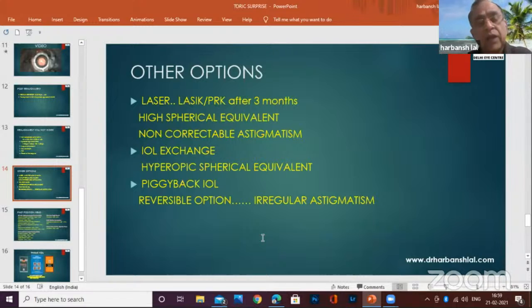And piggyback IOL can be used as a reversible option if there is irregular astigmatism, the patient is not interested in any contact lenses and spectacles, and you want to see whether the toric ICL or toric IOL works over there. If the patient is not happy, you can remove it. Otherwise, if you have an option of a laser, I think it works very well.